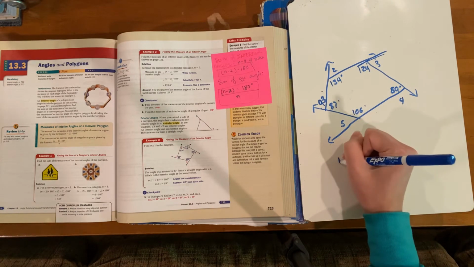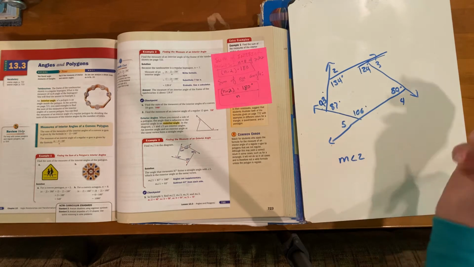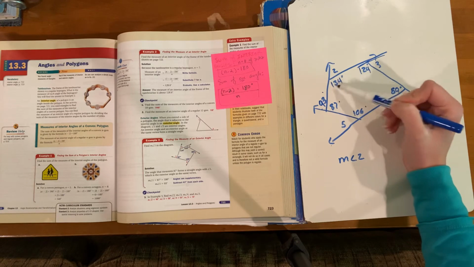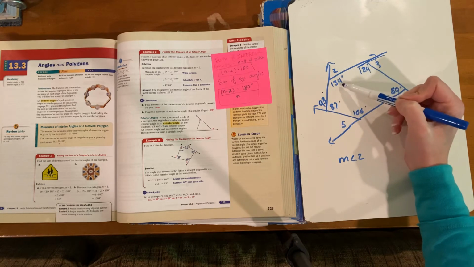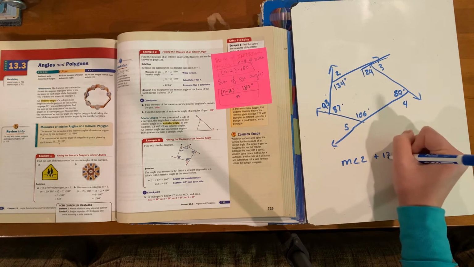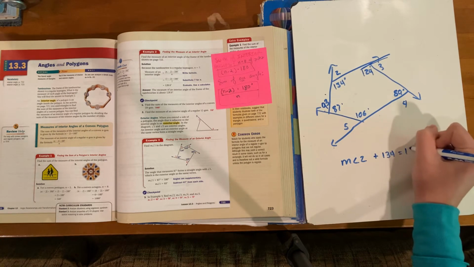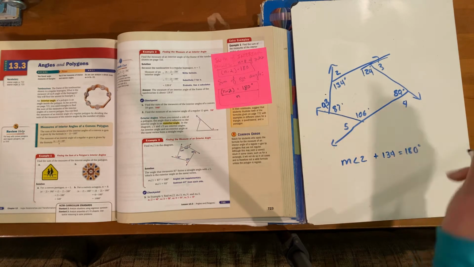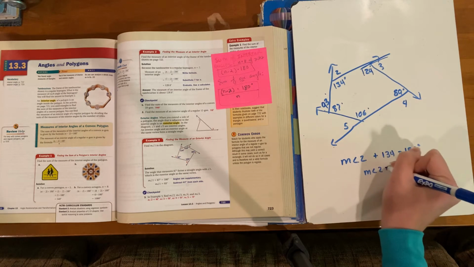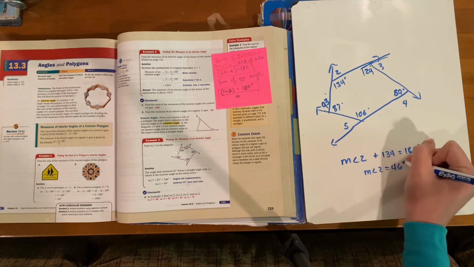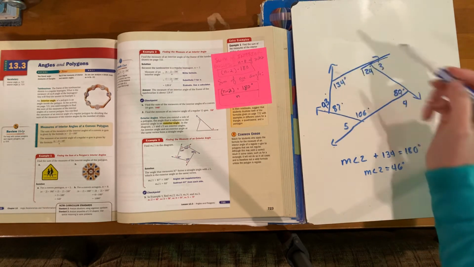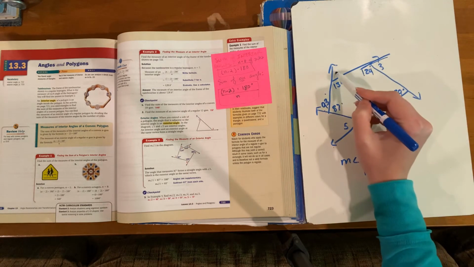We're told to find the measure of angle 2. Angle 2 lies on the same straight line as this angle of 134 degrees. So angle 2 plus 134 has to equal 180. Subtract 134 from both sides, and the measure of angle 2 has to be equal to 46 degrees in order for these two angles to sum to 180, and they have to sum to 180 because they lie on the same straight line.